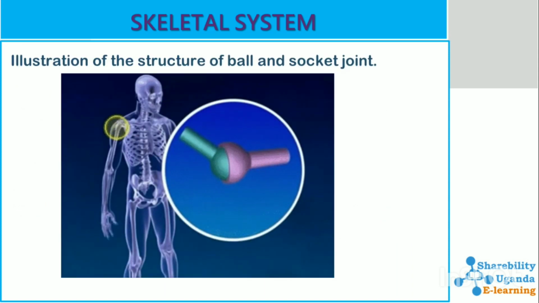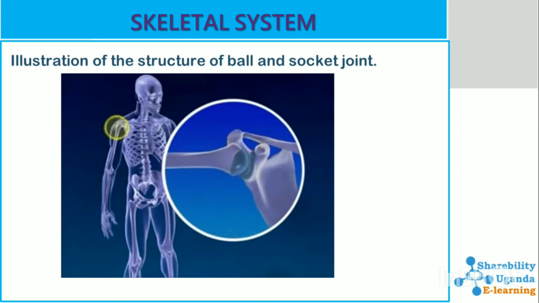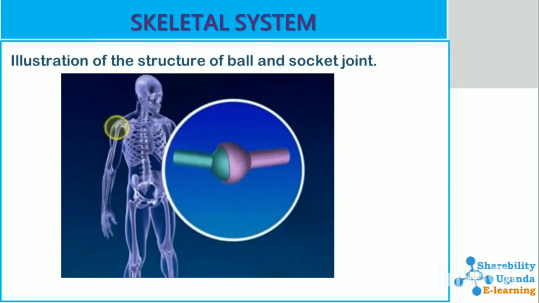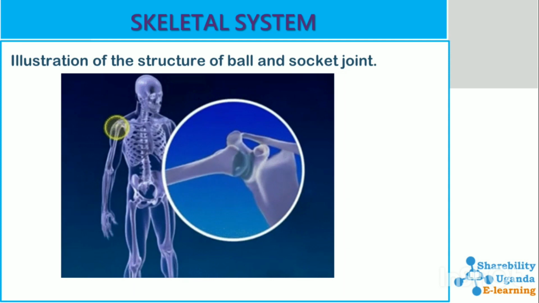In the video you can see how the ball and socket joint moves. It can move up and down and in all directions. It can make a 360 movement.